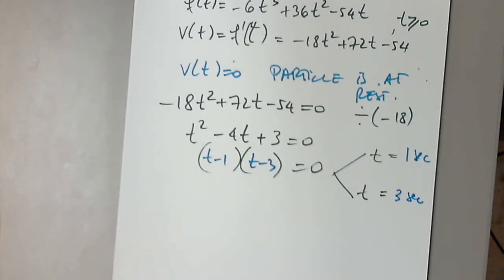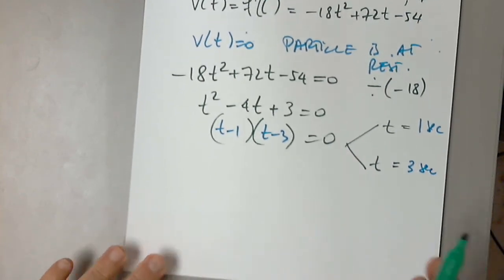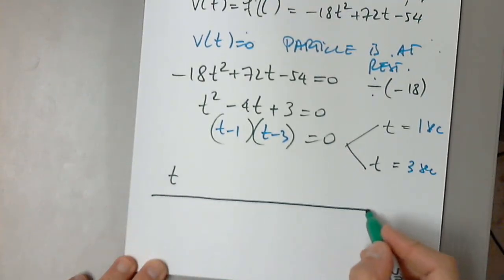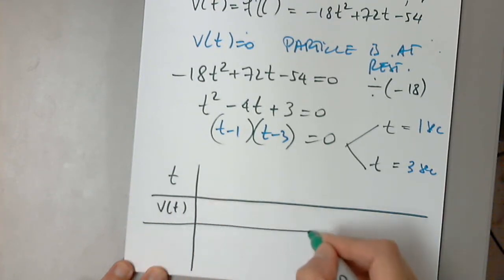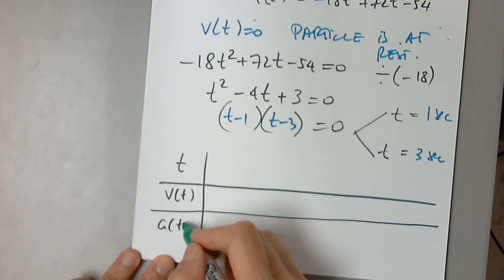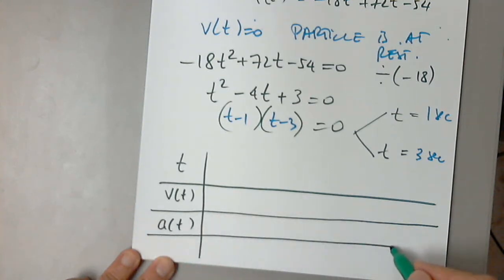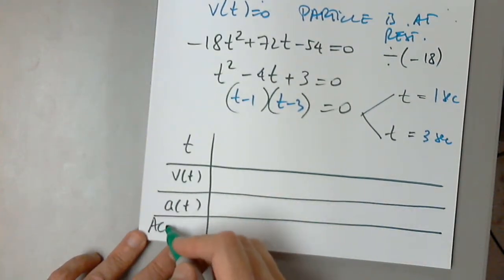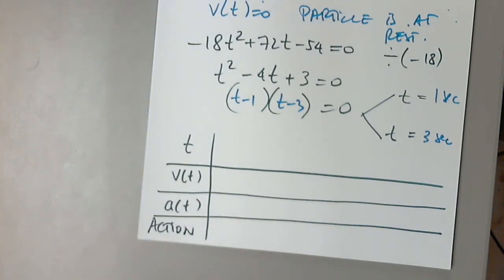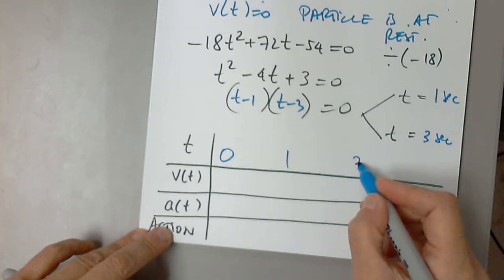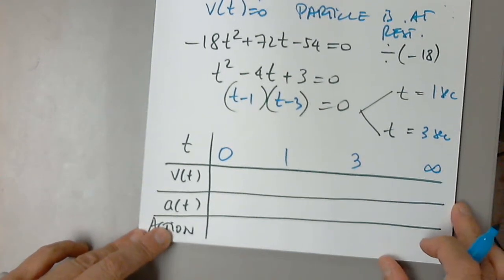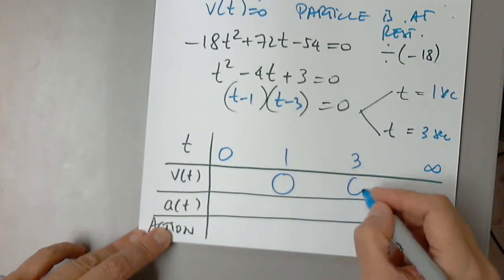I know that this kind of problem will request that table, so I'm going to get it ready. With the velocity, of course, eventually the acceleration, and action, whatever the particle is doing. So eventually we're going to be asked. So I will put 0, 1, 3, and infinity. I will put 0 for the velocity.